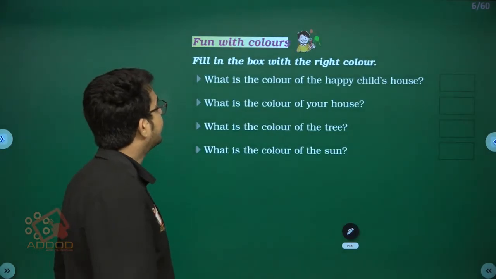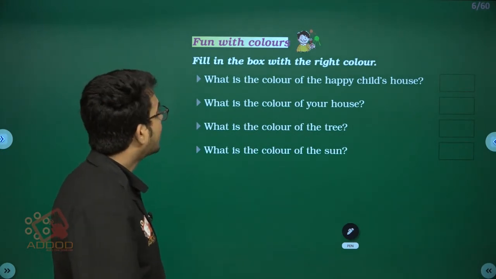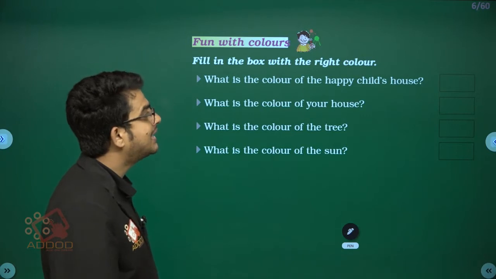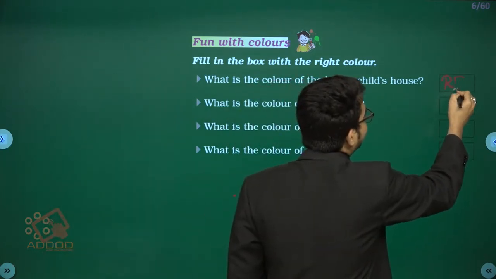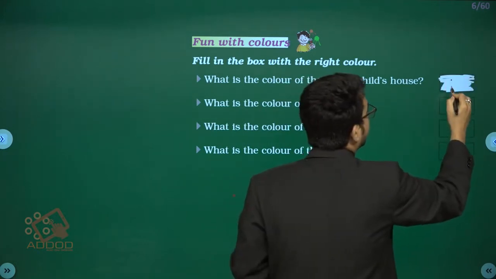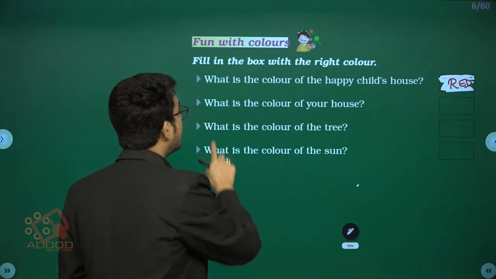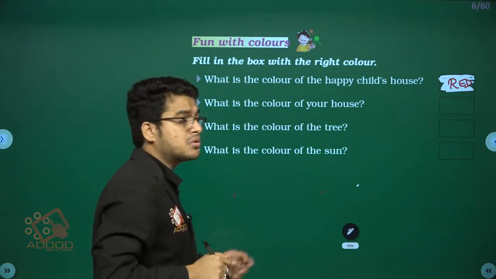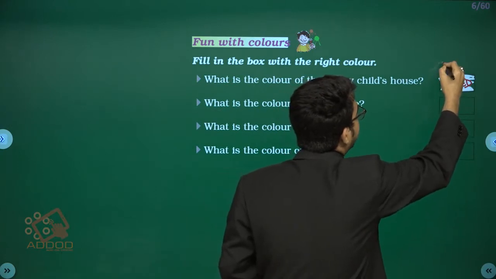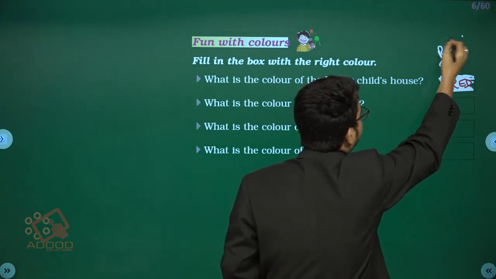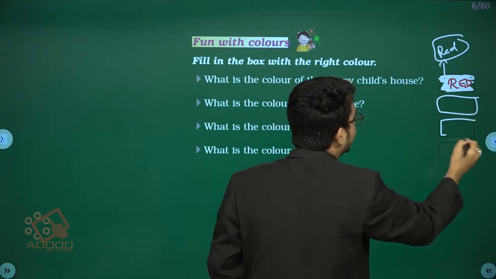Now, fun with colors. Fill in the box with the right color. What is the color of the happy child's house? So red. Yes, they have the red color. What is the color of your house? Write down there in that box. The child has a red color house. Now, which color is your house?